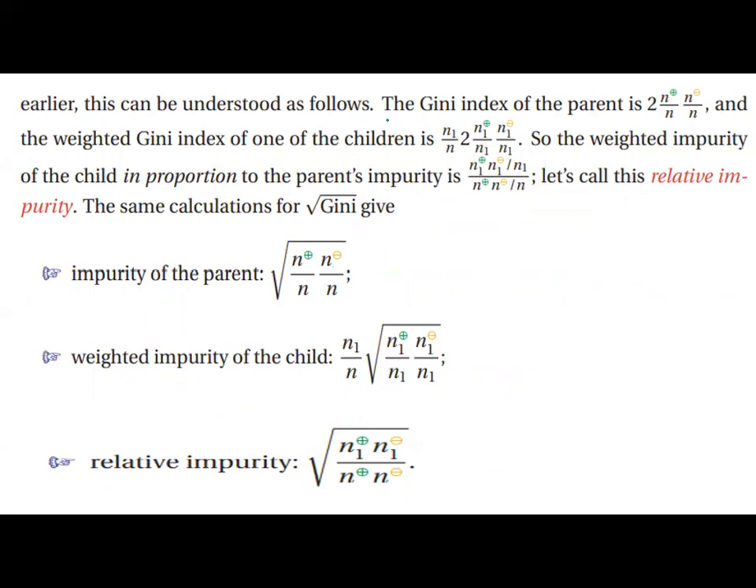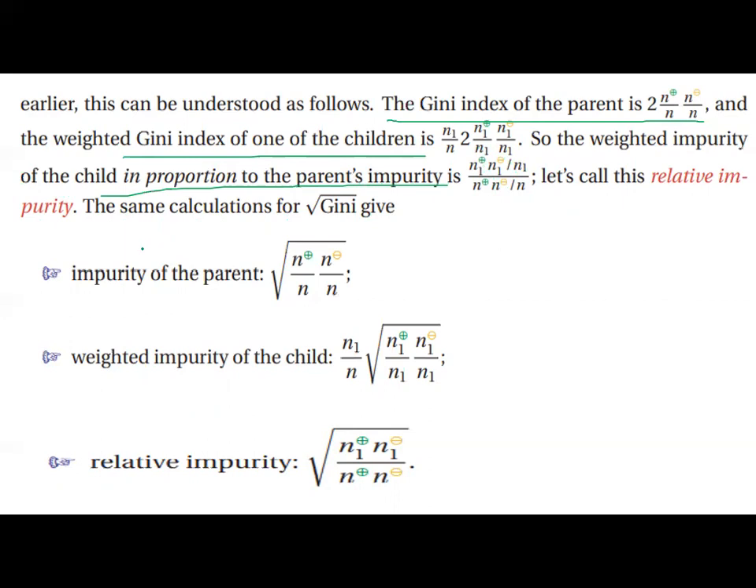See, the Gini index of the parent is 2 n positive by n into n negative by n, and the weighted Gini index of one of the children is n1 by n into 2 into n1 positive by n1, n1 negative by n1. This is the general formula. So the weighted impurity of the children in proportion to the parent's impurity is n1 positive, n1 negative by n positive, n negative into n1 by n. Let's call this relative impurity.